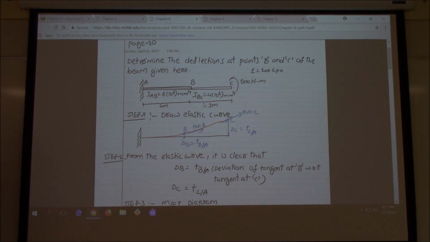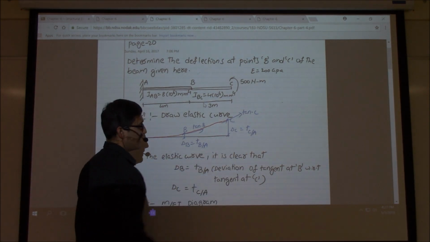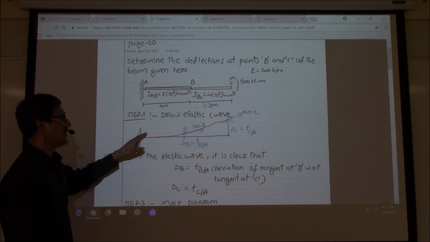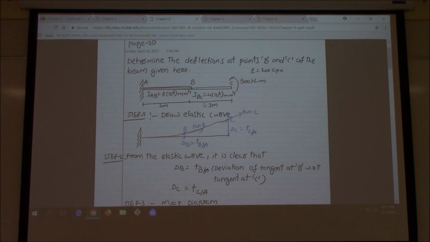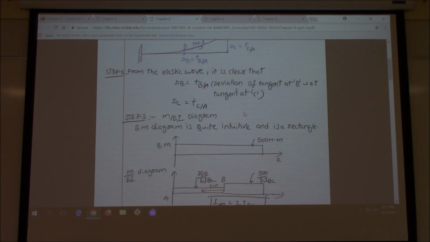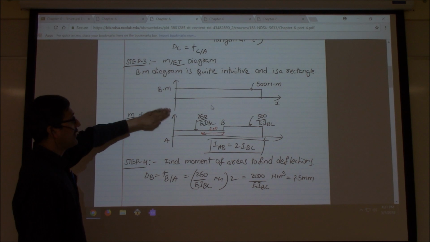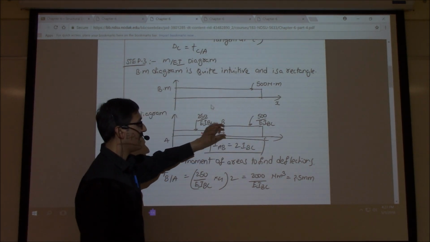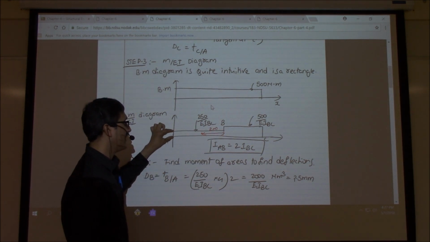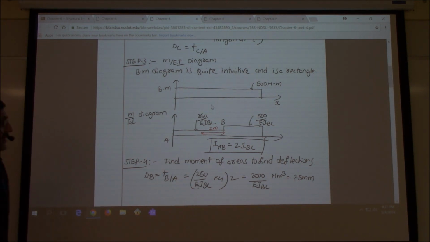So once I know this, all that I have to do is find out what Tc by A is and Tb by A is. To do that, I have to know the M by EI diagram for this beam. This being a cantilever beam, drawing the M by EI diagram is pretty easy. So this is what I have. But please remember that whenever this will be a rectangular box, but just because my EI values are different for both the beams, one beam will have higher M by EI and the other beam will have lower M by EI.